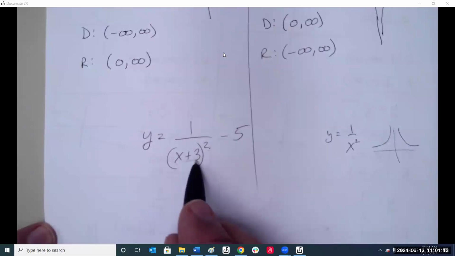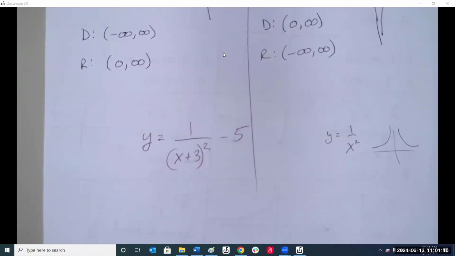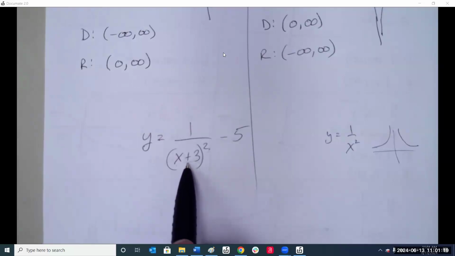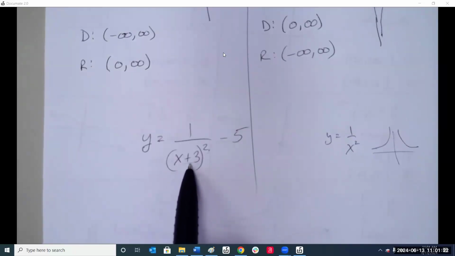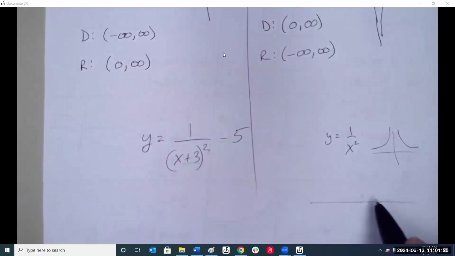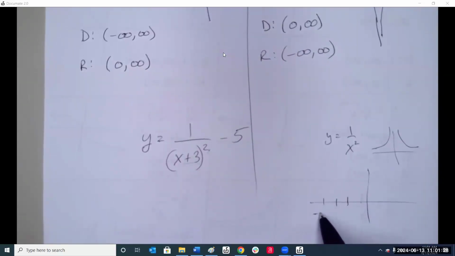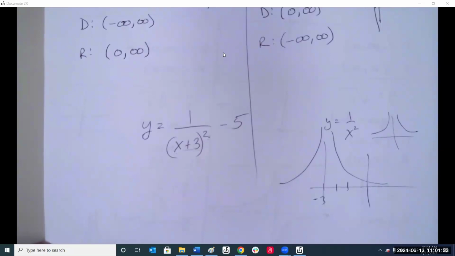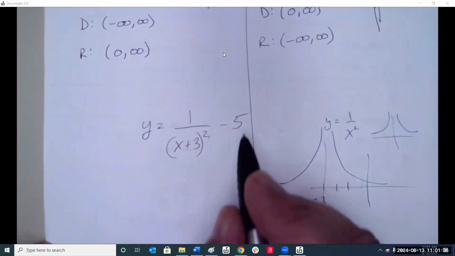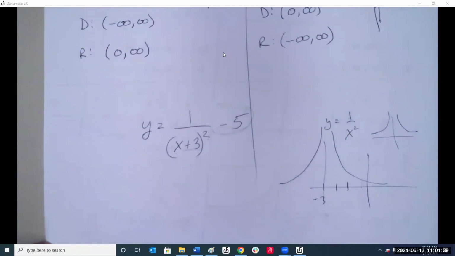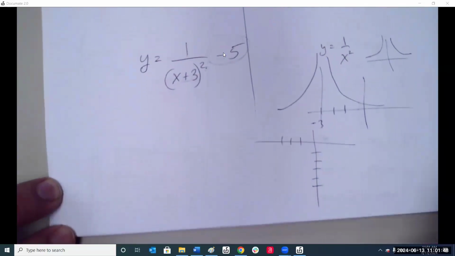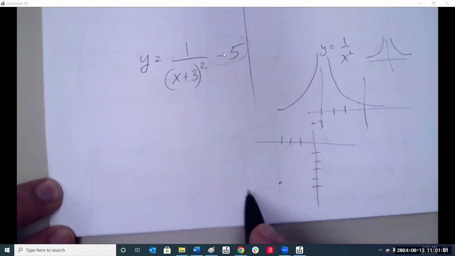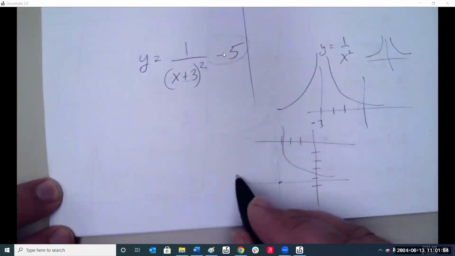Whatever's inside the parentheses where the x is, that's your horizontal shift. And remember when we did circles? It's always the opposite inside there. So what this thing says, it shifts over to -3. The graph shifts over 3 spaces. And this is a constant. That's my vertical shift. It says from there, go down 5 spaces. So there's my new origin. So my graph looks the same.